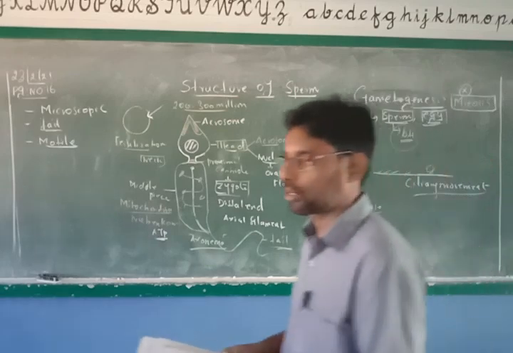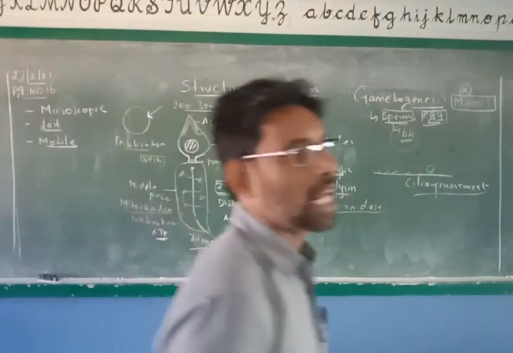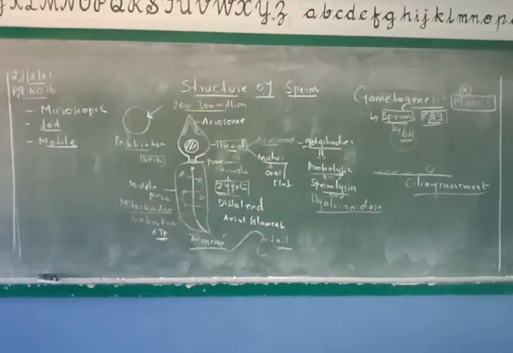Correct? In spermiogenesis, spermatids are transformed into spermatozoa. Clear? Right. Next class we will study the male and female organs in detail.